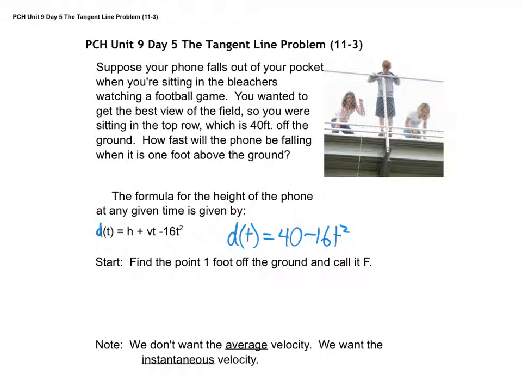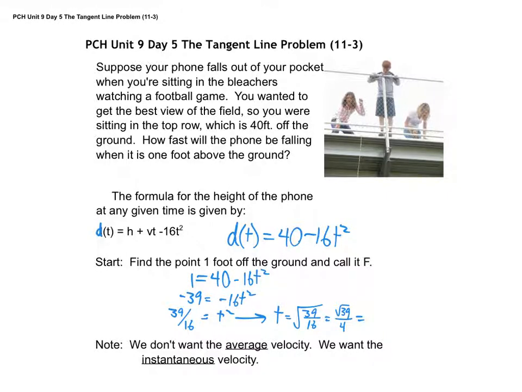Now, if I want to find the point that is 1 foot off the ground, what would I do? Yeah, plug in 1 for d of t. Good, so 1 is going to equal 40 minus 16t squared. If I solve this, we get negative 39 equals negative 16t squared. T squared is 39 sixteenths. And that means that t is going to be the square root of 39 sixteenths, which is root 39 over 4. And if you plug that into your calculator, you're going to get approximately 1.56. Okay?